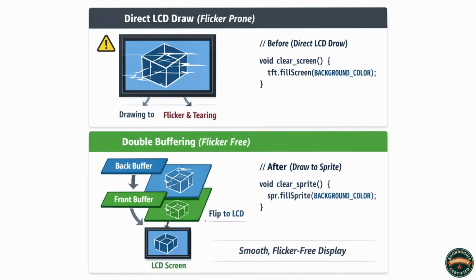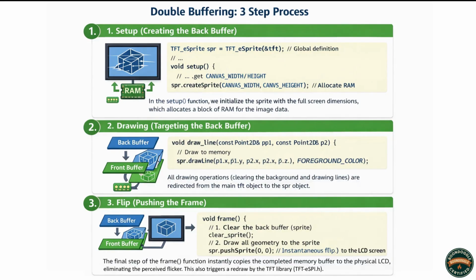The best way to demonstrate this is by comparing the frame clearing function before and after the change. The top function clears the frame directly on the LCD hardware, causing a visible flash or tear as the screen updates. The bottom function clears the frame in an invisible RAM buffer, preparing the next frame without impacting the currently displayed image. So this can be done in a three-step process.